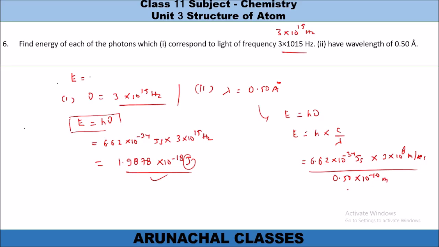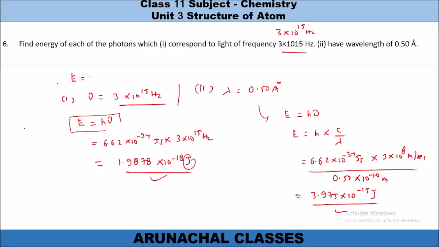So I have converted that angstrom into meter. Now finally, if I solve these values, it will be 3.975 into 10 power minus 15 joule. So this will be the case 2 in this question. So in this way we will utilize this particular formula and cover up this question.